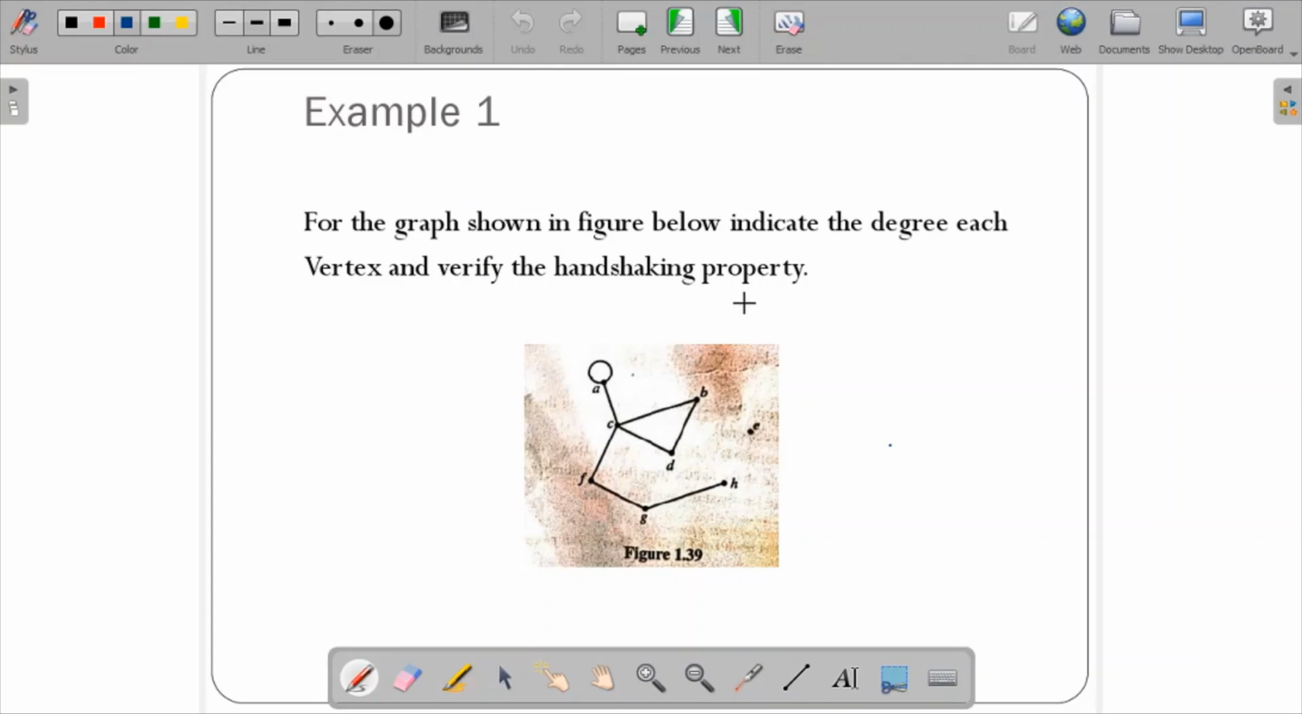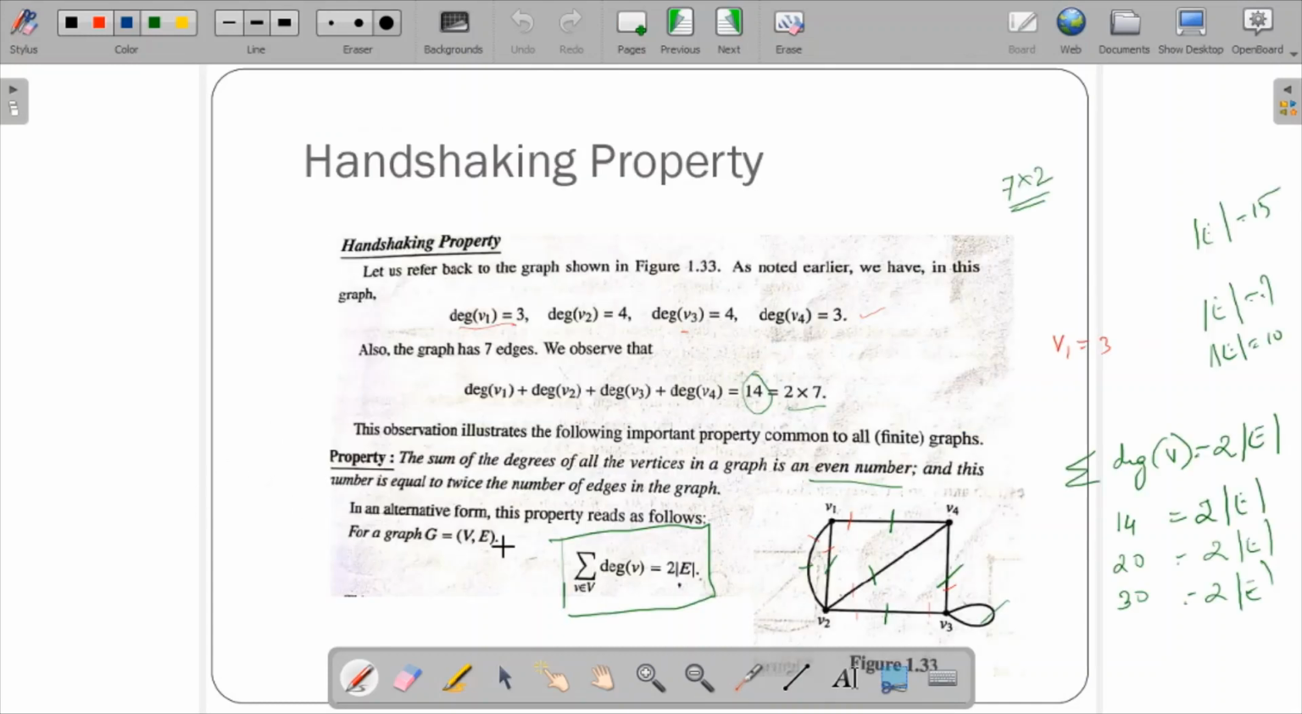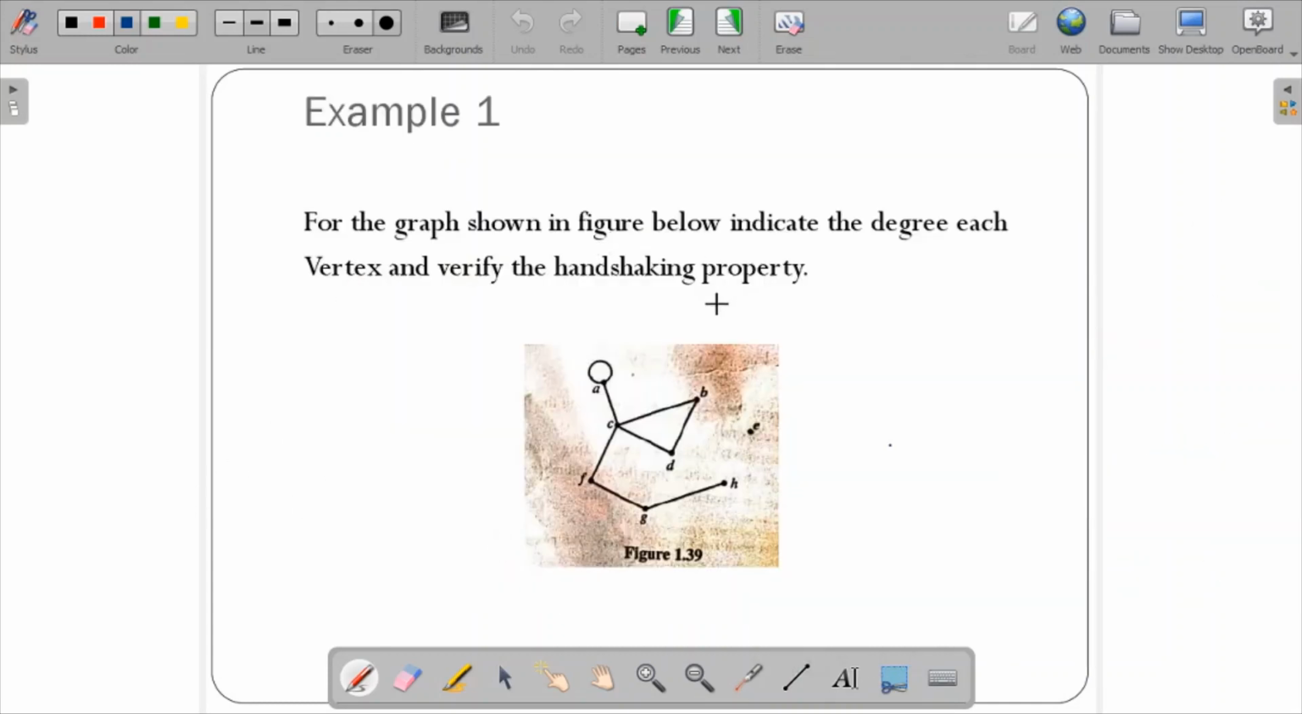So what is the handshaking property? It is nothing but the summation of the degrees is equal to twice the number of edges, which we are going to verify. That is, summation of the degree is equal to twice the number of edges. So this is the handshaking property we had seen. So let us go and solve for the degree of each vertex.